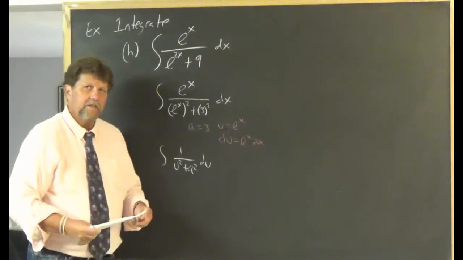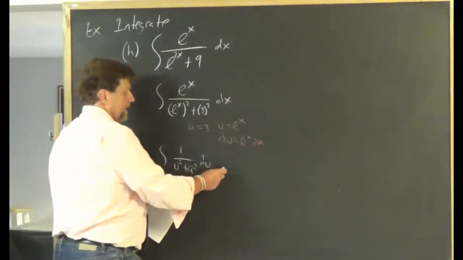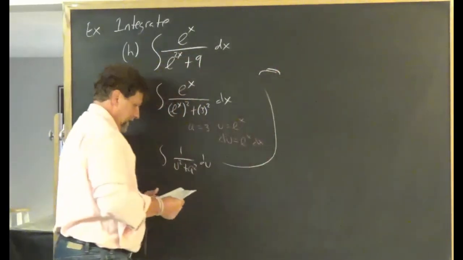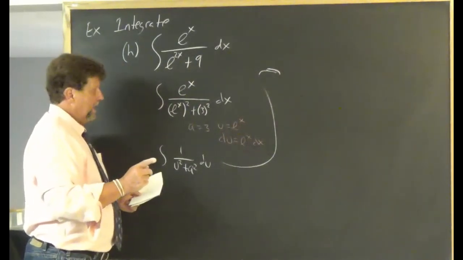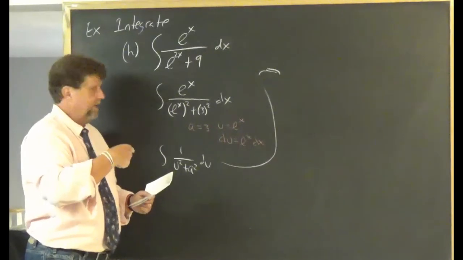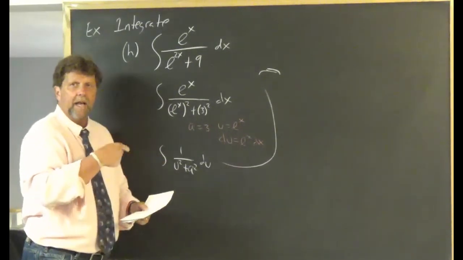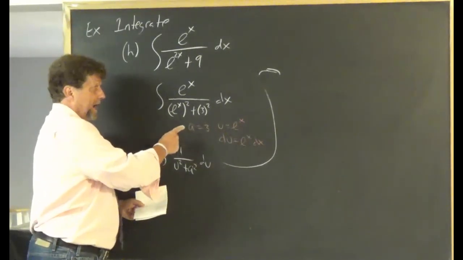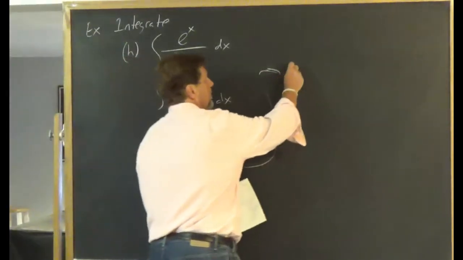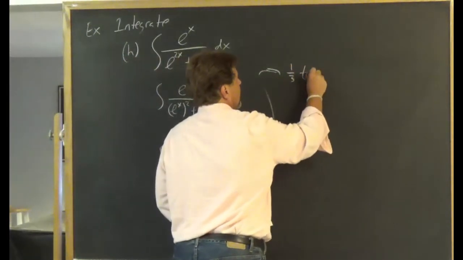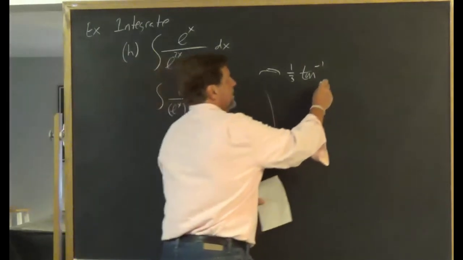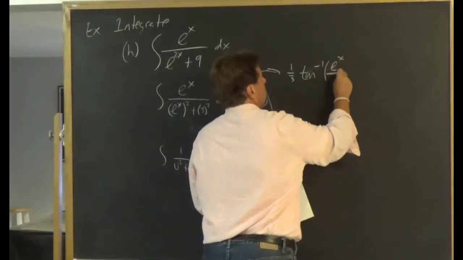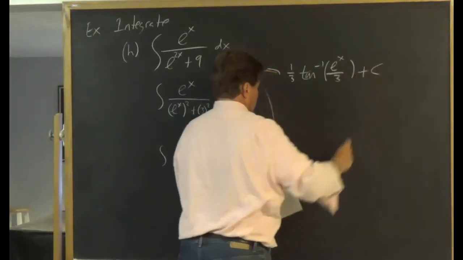This is inverse tangent, where we end up getting pretty quickly 1 over a. Remember inverse tangent, the formula for this integral kicks out a 1 over a. 1 over a, that's 1/3. Inverse tangent, u over a. So e to the x over 3 plus c.